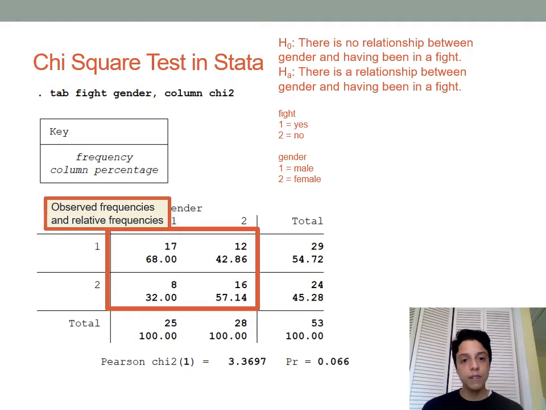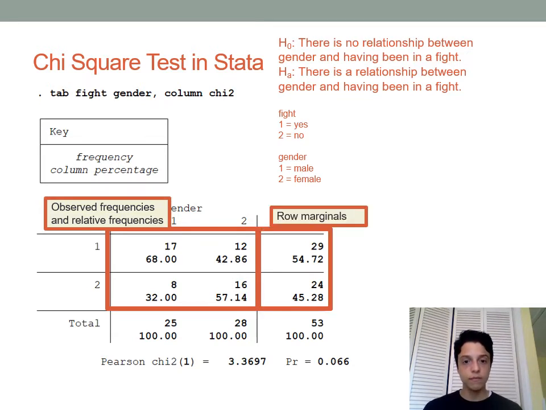Here we have the observed frequencies and relative frequencies. In that first cell there, we have 17 people who said they were male and had been in a fight, and that was 68% of the men in the class. In the one next to it, again, we have 12 people who said they were female and had been in a fight, and that was about 43% of the women in the class. So this is all stuff we've seen already today. This is just how the program spits it out for you.